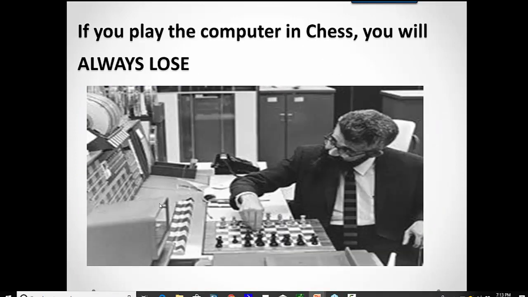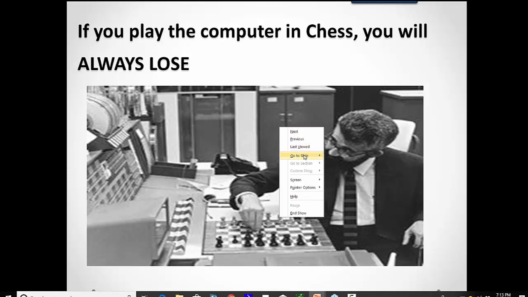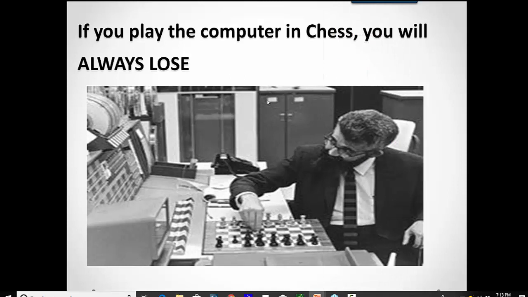If you play the computer in chess, you're always going to lose. Okay? And this is how I compare trading stocks, futures, and Forex.